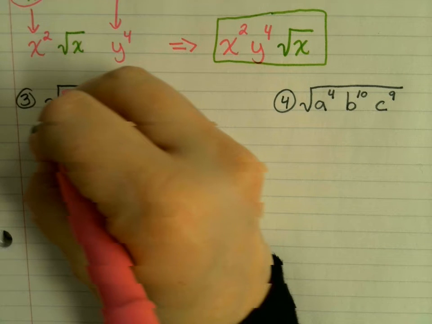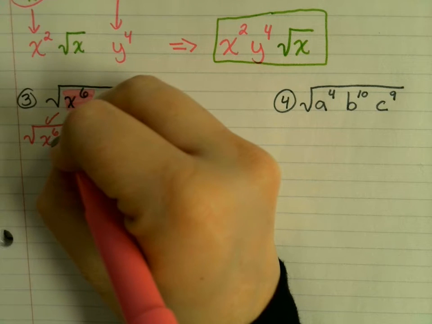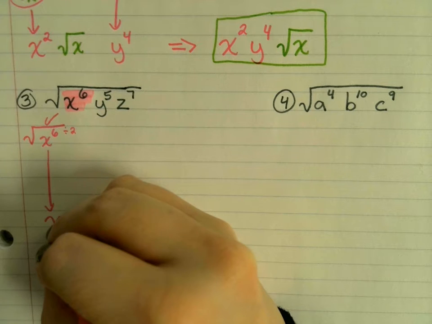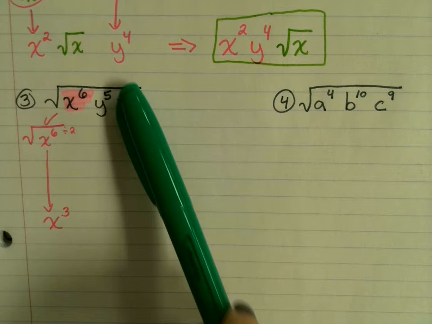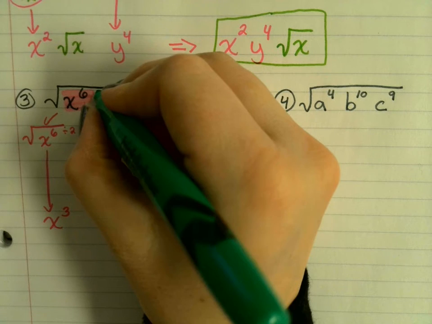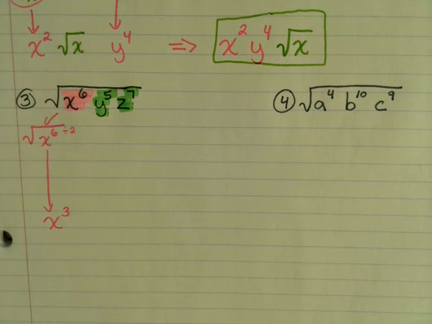That's going to become the square root of x to the 6th. We would then divide that 6 by 2, and we're going to get that it's x to the 3rd power. Okay, no more radical. So that means y to the 5th and z to the 7th are both non-perfect squares. So we first need to find a perfect square that we can remove from each, which by removing one of the variables from each of them, it'll turn it into a perfect square.